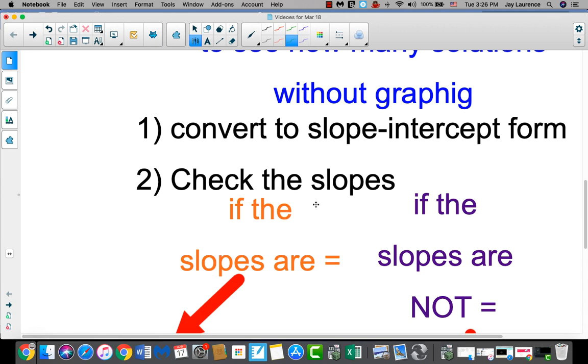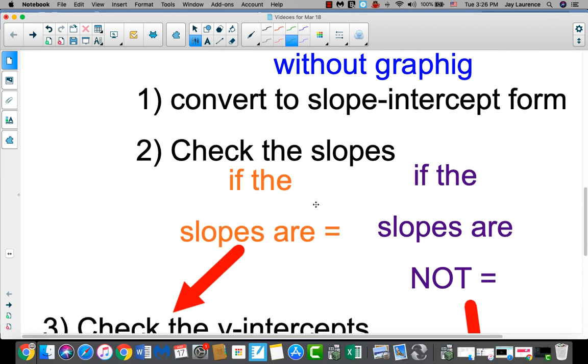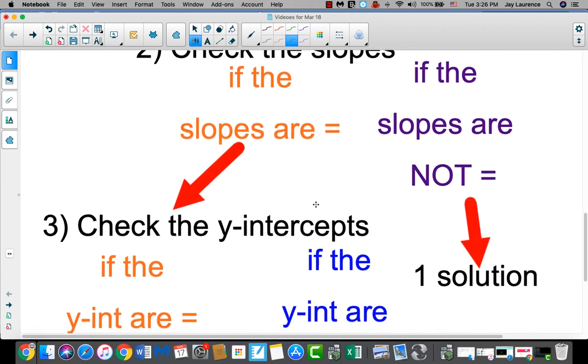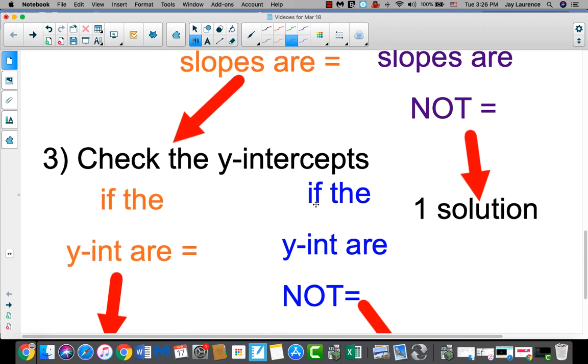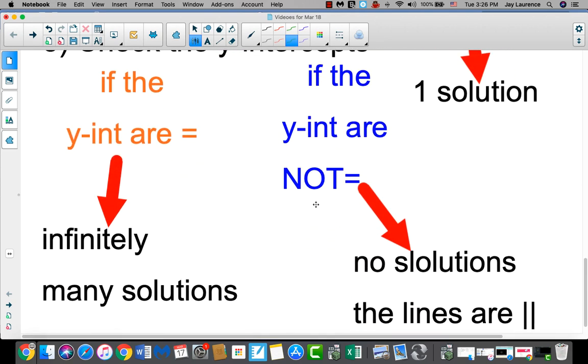Convert to slope-intercept form. Check the slopes. If they're not equal, then there's one solution. If they are equal, you check the y-intercepts. If they are equal, there's infinitely many. If not, there is no solution because the lines are parallel.